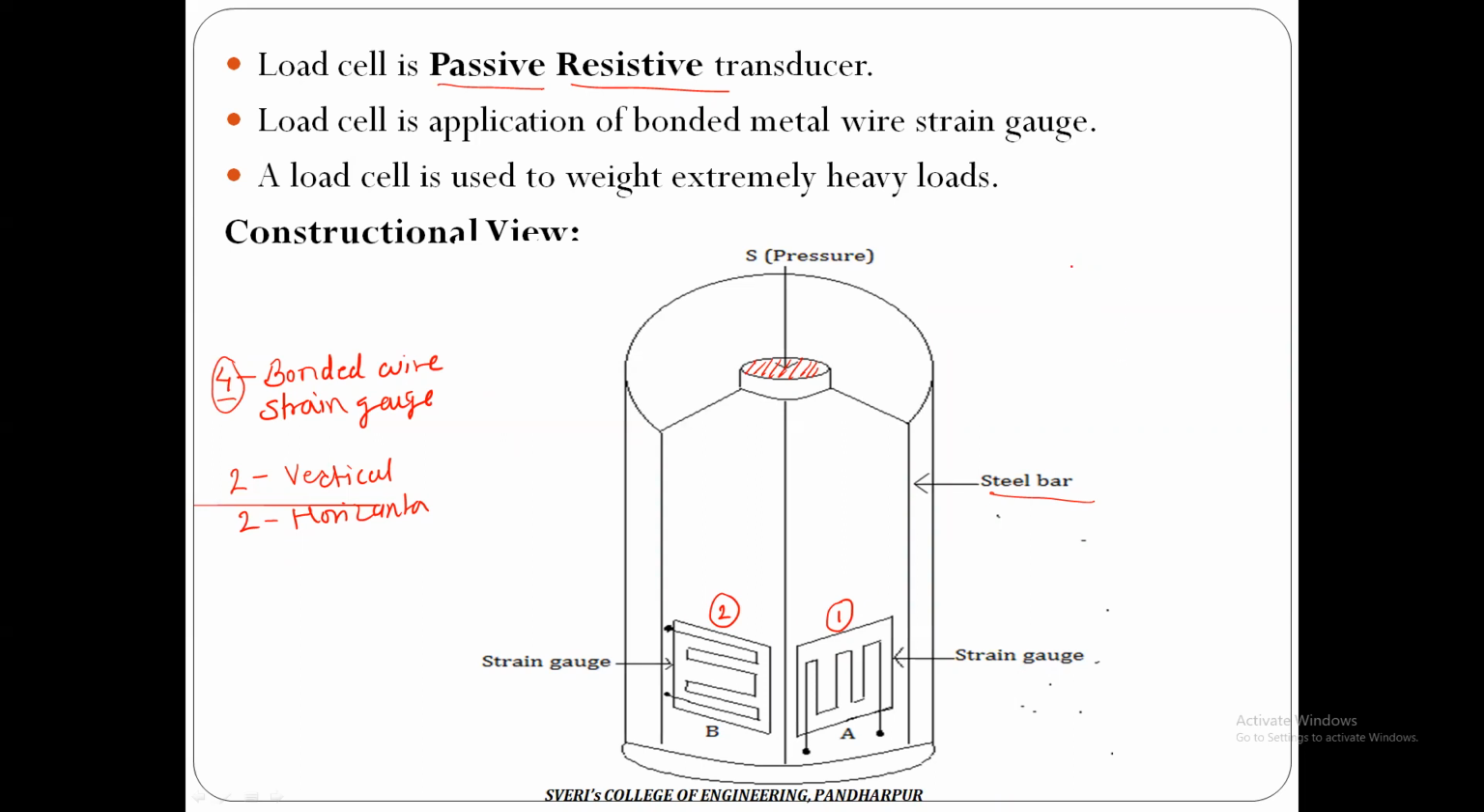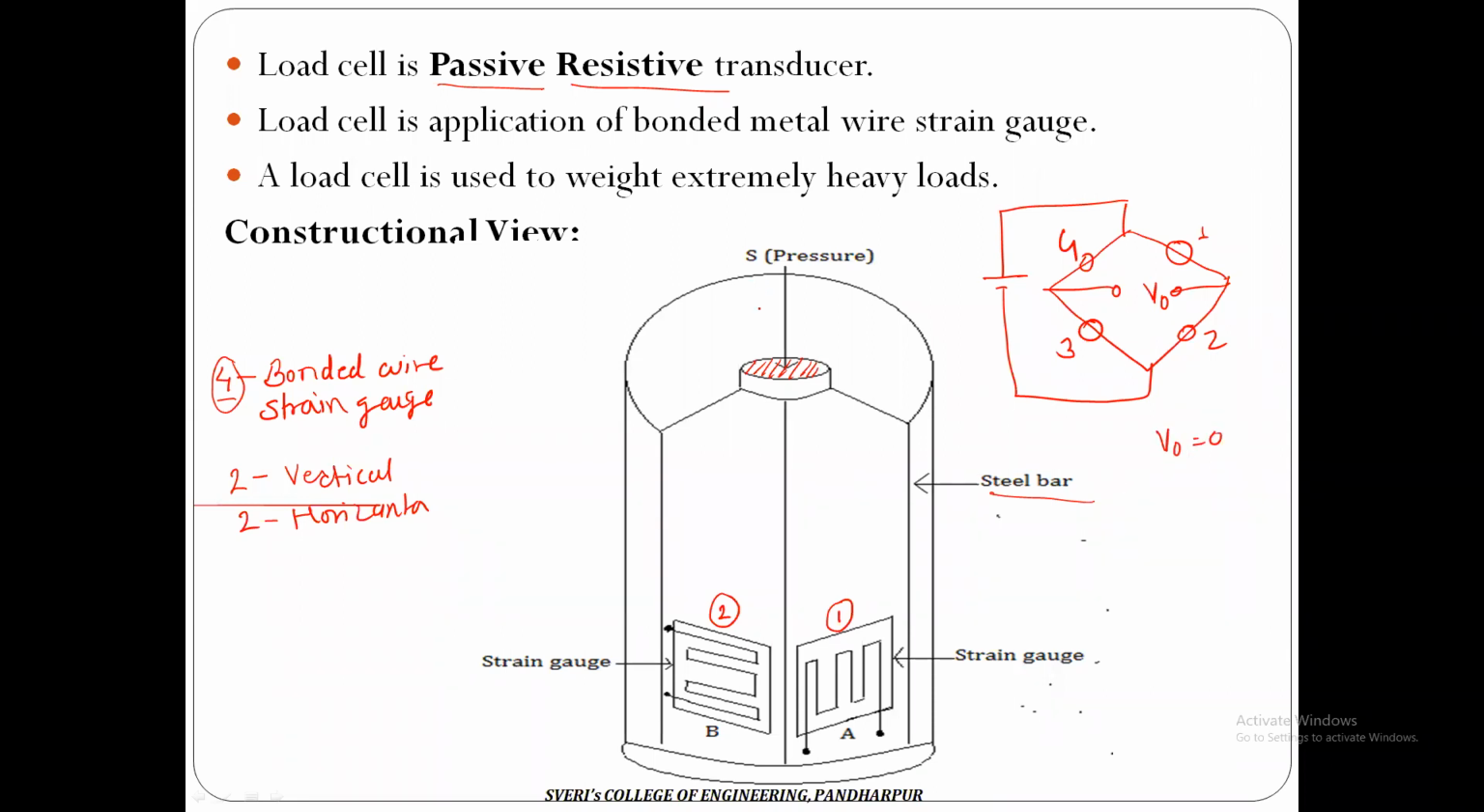Now, when all these 4 bonded wire strain gauges are connected in a Wheatstone meter bridge, it means an external energy source is required. Is it right? And from this point, we always take the output. So here is the first bonded wire strain gauge, here is the second, here is the third, and this one is the fourth. Initially, the bridge is balanced, which means the output voltage is 0.